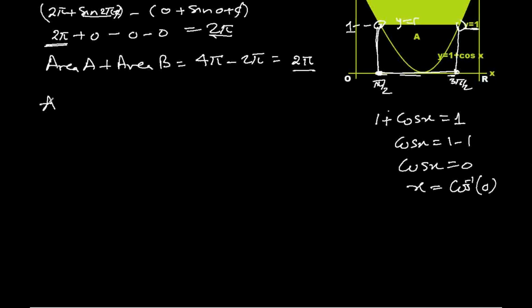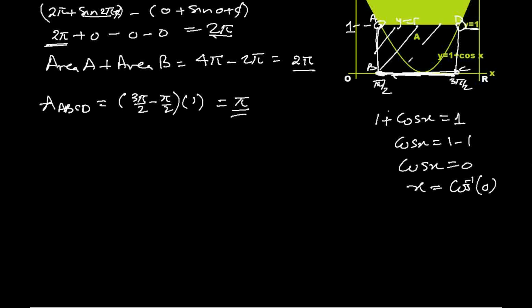Now, area, let's give them some alphabets, right? Have we used ABCD? Nope. Okay. So let me put these points as A, B, C, and D. So area of the rectangle ABCD will be length times height. Length will be what? From pi by 2 to 3 pi by 2. So let me subtract pi by 2 from 3 pi by 2. We'll get this length from here to here. Height we already know is 1. And 3 pi by 2 minus pi by 2 is just pi. Pi times 1 is pi. This is the area of this whole rectangle, big rectangle.